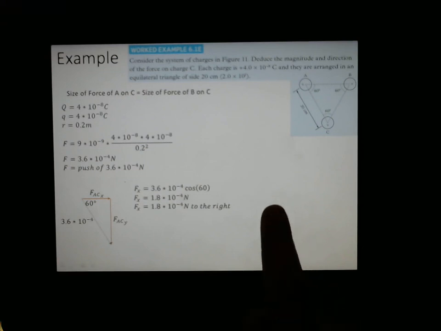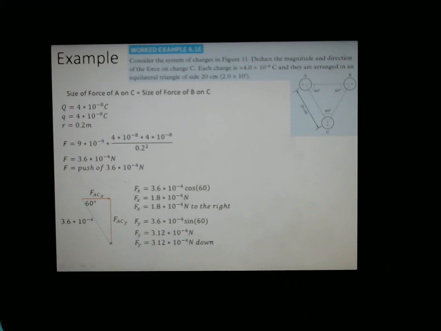Now let's do y, we do the same thing. It's going to be sine though instead of cos because it's opposite. We get our value down. Now, we've clued in a bit here that A on C and B on C are going to be the same, except the direction should be flipped. So I'm going to take the triangle and draw it again. But you can see here I've just flipped it around.